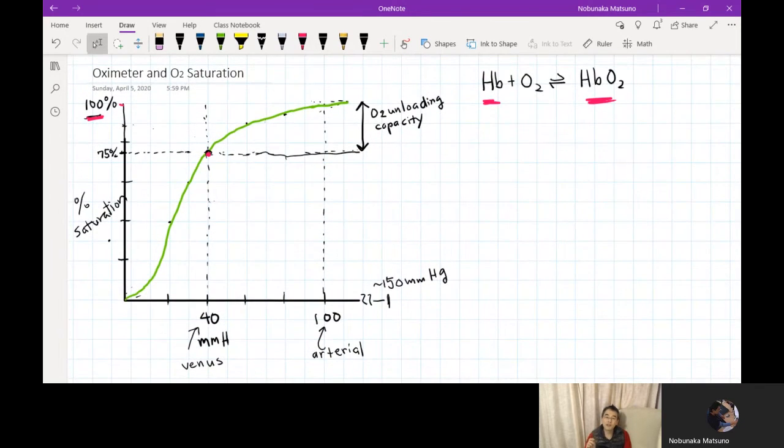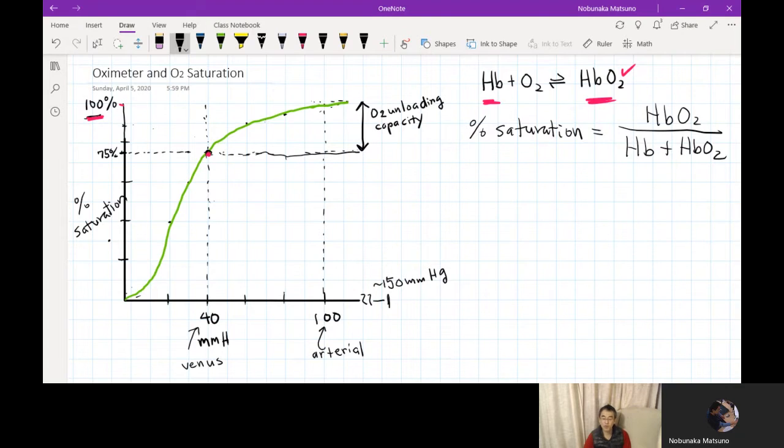So if you look at the ratio of this versus the total number of hemoglobin, whether it's bound with oxygen or unbound with oxygen, the total number. I'm going to call this percent saturation. Percent saturation is equal to the number of hemoglobin with O2, over the hemoglobin plus the hemoglobin O2 as the denominator. So basically, 100% saturation means that all the hemoglobin is bound with oxygen.